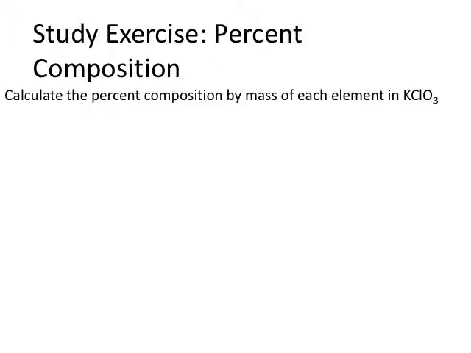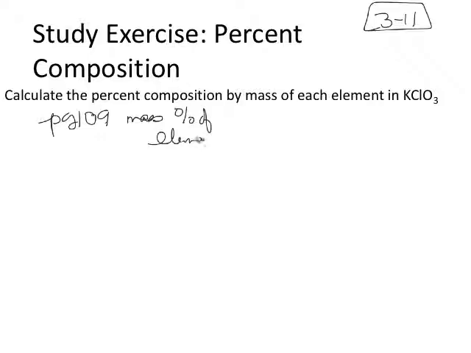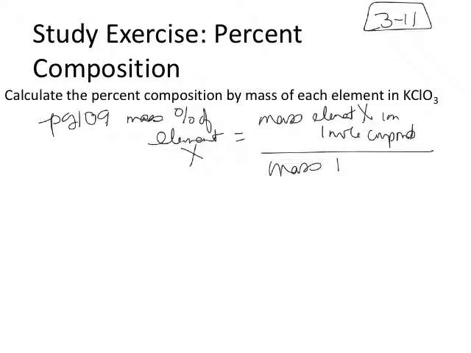Problem number 311. Calculate the percent composition by mass of each element in potassium perchlorate. Page 109 tells you how to do the mass percent of an element. It's a formula you need to memorize: mass percent of element X equals the mass of element X in 1 mole of your compound divided by the mass of 1 mole of the compound, so this is the part over the whole, times 100%.